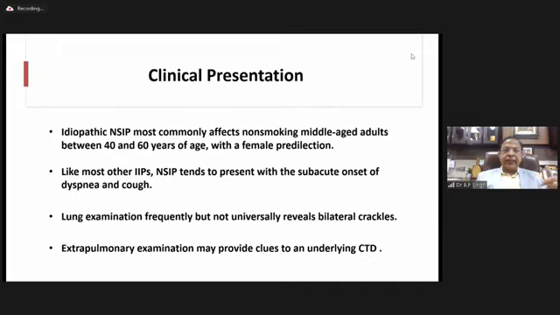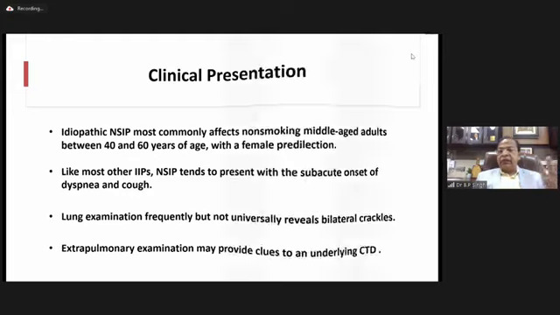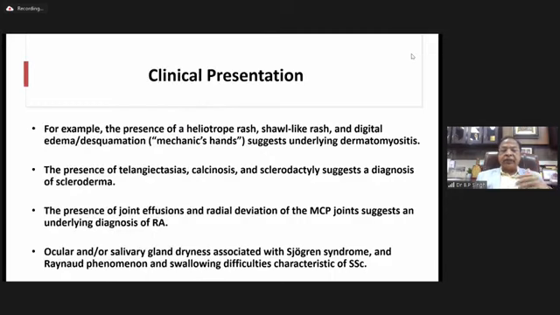How does it clinically present? The idiopathic NSIP most commonly affects non-smoking middle-aged adults between 40 and 60 years of age with a female predilection. Like most other IIPs, NSIP tends to present with a subacute onset of dyspnea and cough. Lung examination frequently, but not universally, reveals bilateral crackles. An extrapulmonary examination may provide clues to an underlying CTD, which is very important. You have to look at your patient for extrapulmonary sites of involvement.